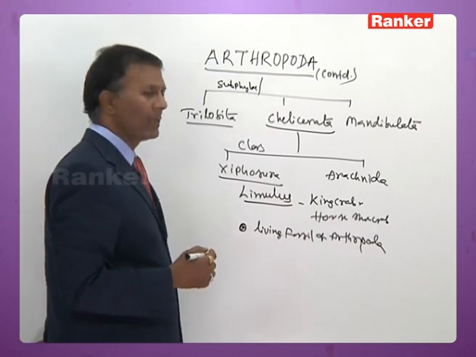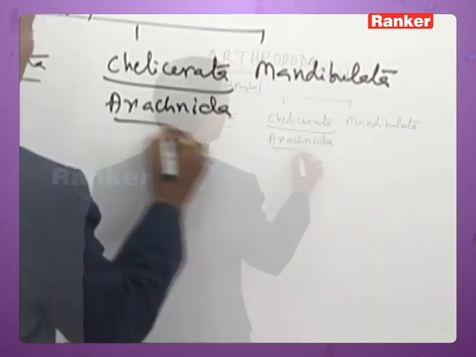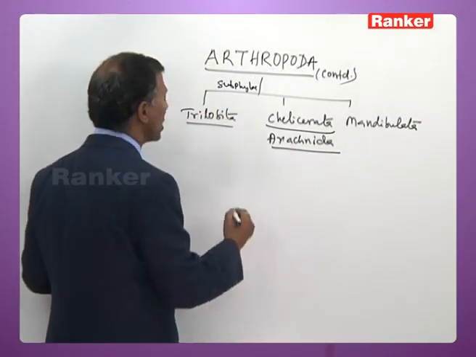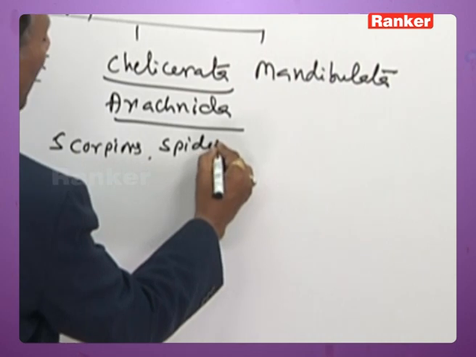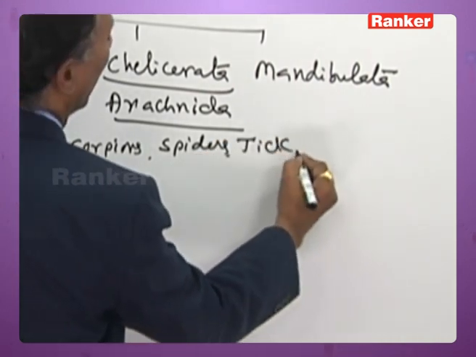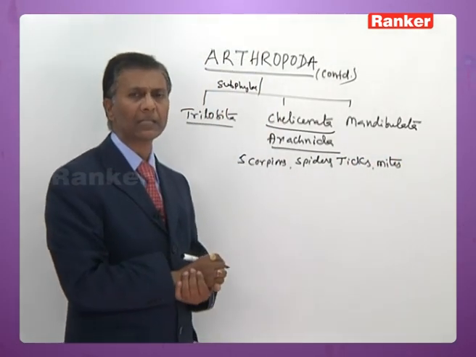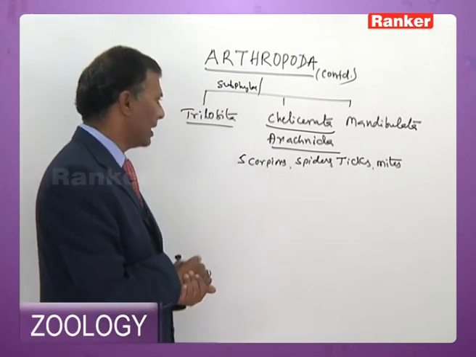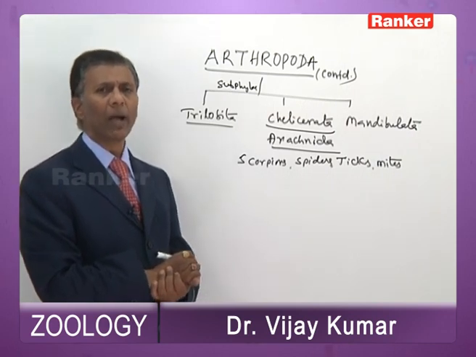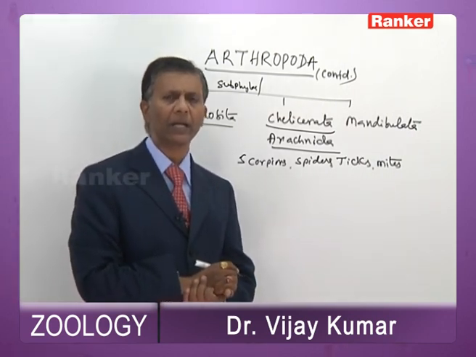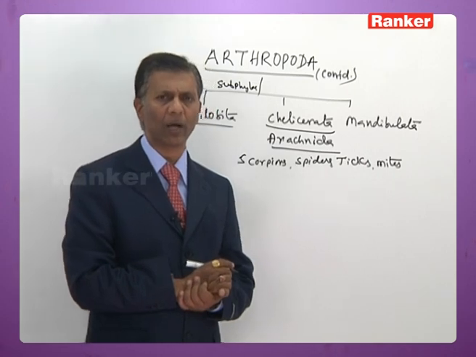It's all about Xiphosura. Now take Arachnida. Class Arachnida includes scorpions, spiders, ticks, and mites. Even in Arachnida, the body is divisible into prosoma and opisthosoma. Prosoma is 6-segmented, opisthosoma is 13-segmented. Opisthosoma is divided into 7-segmented mesosoma and 6-segmented metasoma.